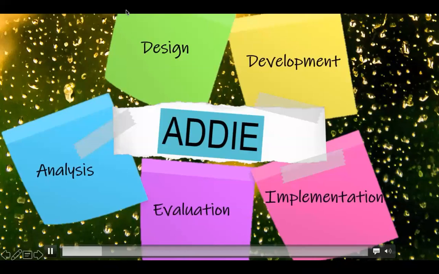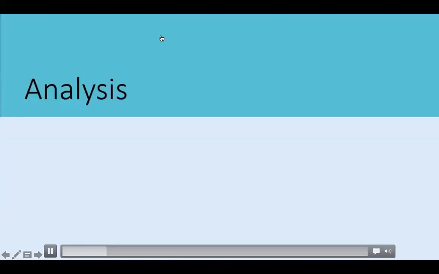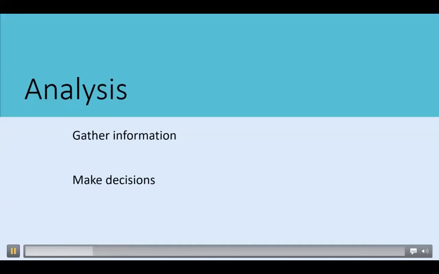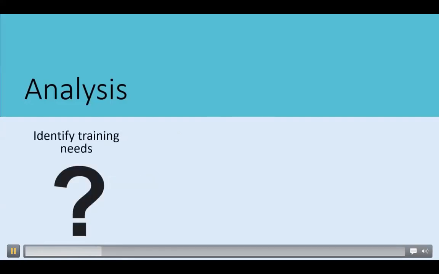Let's take a look at each of these in more detail, starting with the analysis stage. At the analysis stage, instructional designers gather information and make decisions that will make the training development process much smoother later. There are several major activities that occur at this stage. Instructional designers identify the training needs.